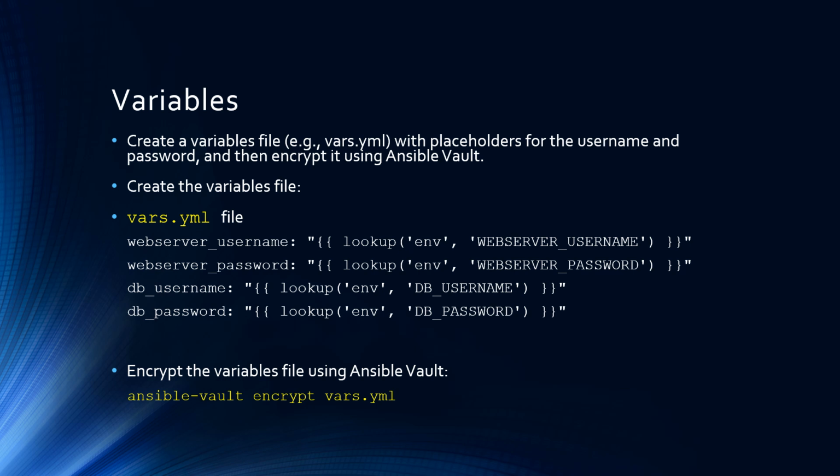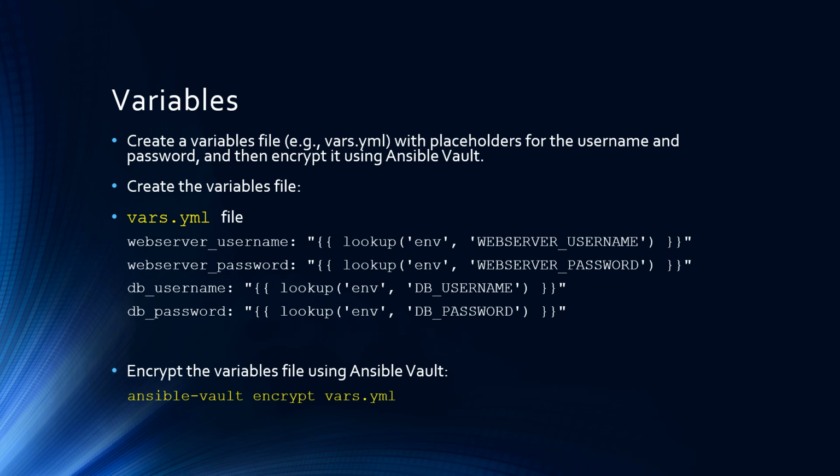Variables in Ansible provide the flexibility needed to make your playbooks reusable across different environments and scenarios. Let's dive into how to effectively manage variables, especially sensitive ones. The slide shows an example of using environment variables in combination with Ansible Vault. This is a common pattern for handling sensitive information like usernames and passwords. The lookup env function is particularly powerful as it allows you to keep sensitive data out of your version control system and inject it at runtime.